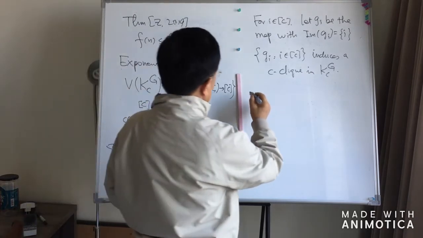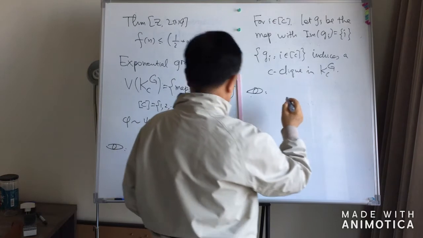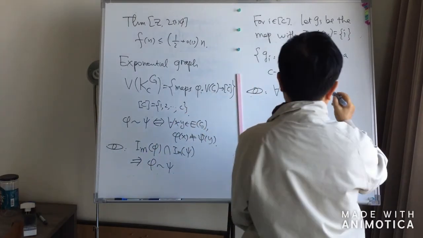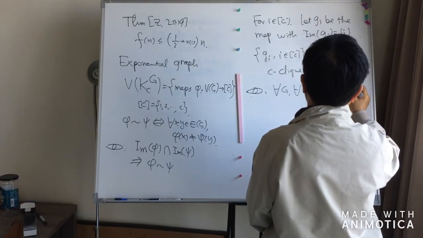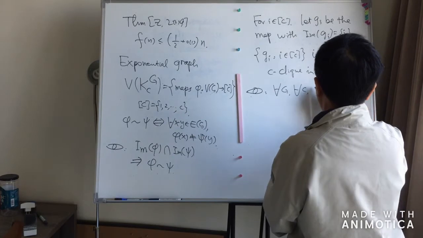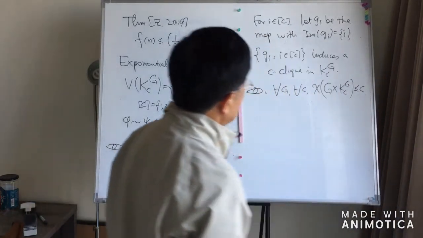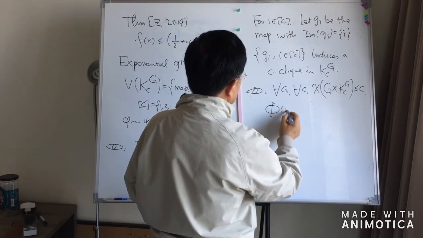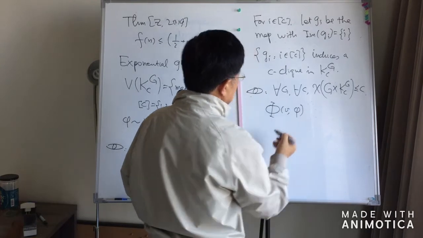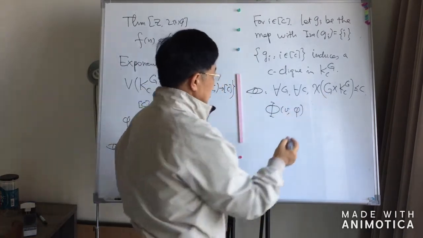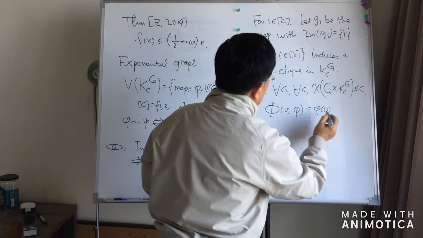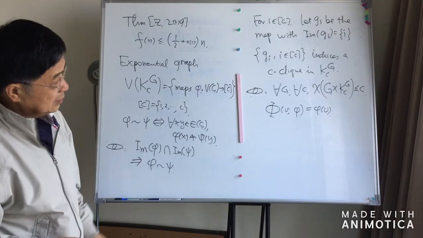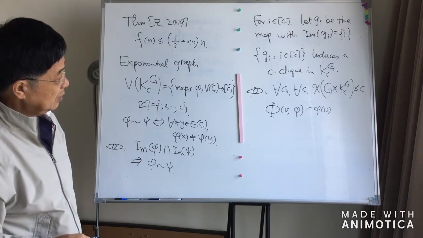Another observation is that for any graph G, for any integer C, if you look at the product of this graph, G times K_C^G, the chromatic number is less or equal to C. Why is that? Because I can simply give an easy coloring. You take a vertex from G and a vertex from this exponential graph, and this pair forms a vertex of the product graph, and you define the color to be the evaluation. This is a proper coloring of this product graph, so this product graph is always C-colorable.